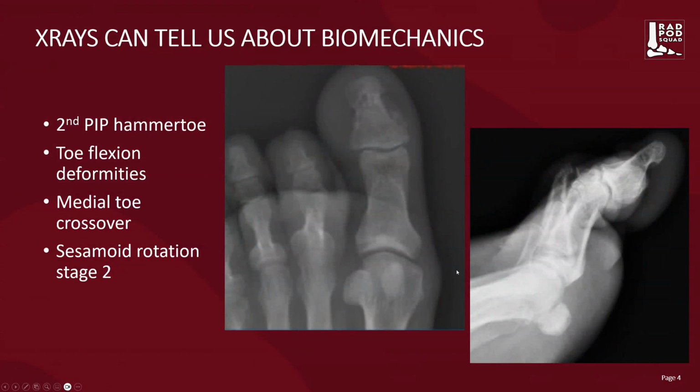Let's take a look at how we begin, which is usually with our x-rays. So when we're looking at our x-rays, we really want to take a look at the lateral, where we can see a flexion deformity as seen here at the PIP joint, and that's called a hammer toe deformity. In addition, we can see the beginning on the frontal view of a medial toe crossover, where the skin of the second toe is beginning to come close to the first.